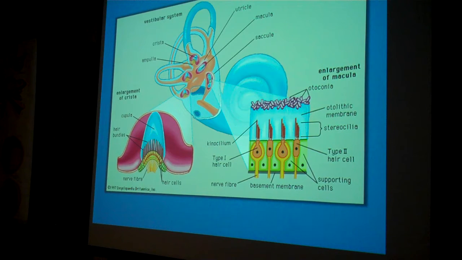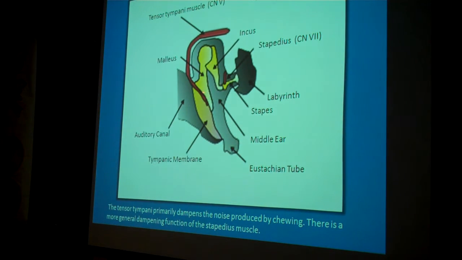All right, I think we can go back a little bit right now. Inside the middle ear, there are two little muscles. The tensor tympani muscle is cranial nerve 5, the trigeminal. That tenses up not only with loud noises, trying to protect your eardrum, but also when you eat. Remember, cranial nerve 5 gets the muscles of mastication, so your chewing doesn't bother you as much, because the sound is not transmitted as well.